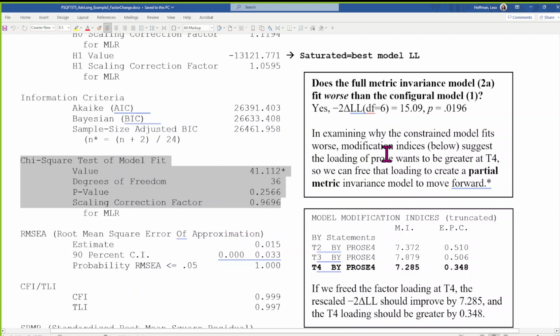So this is where reasonable people might disagree about what to do. In the book, they argue that because the model still fits reasonably well, they can ignore the fact that we have some non-invariance here.